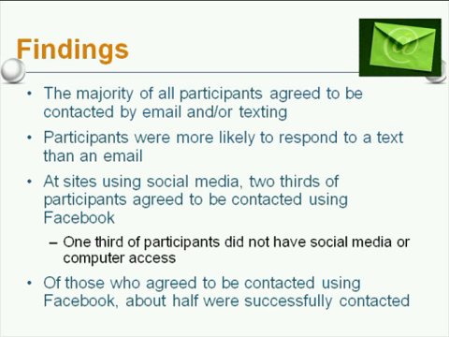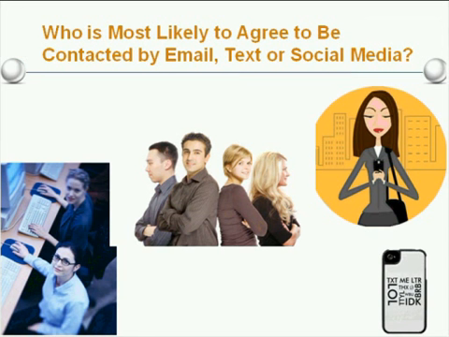At the sites using social media, 2/3 of our participants agreed to be contacted, and as I mentioned before, using Facebook. And the 1/3 who did not participate, they said they either didn't have a social media account or didn't have computer access. And when we used Facebook, about half of those contacts that we attempted using Facebook were successful. Now, part of this, it was really a real-world study where there were not a lot of controls, and we collected pretty limited information, so we don't know if that half successfully contacted could have been that people were already contacted using another method, and that Facebook was like a last resort. So there are some questions that still remain from this project, but we did definitely get some answers.